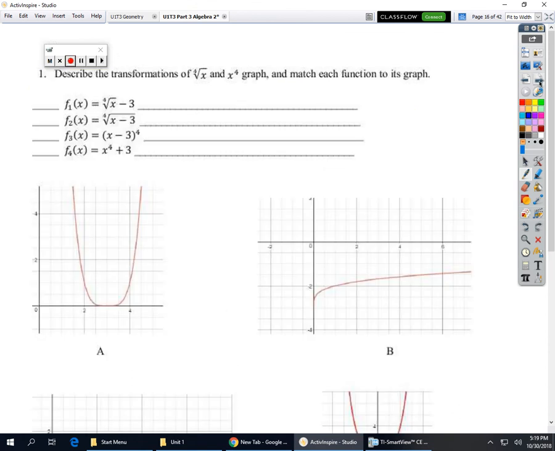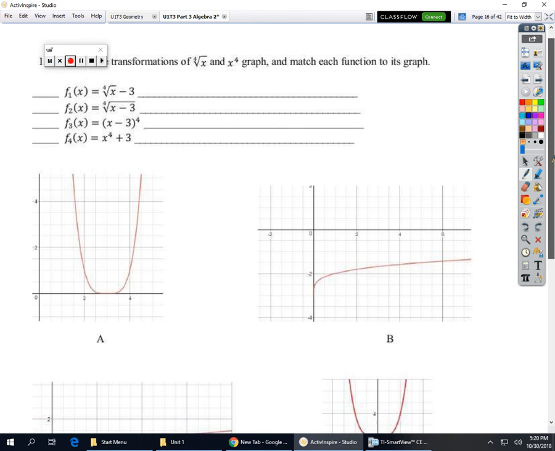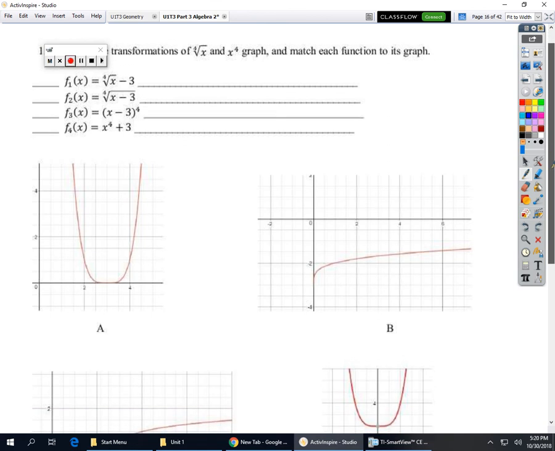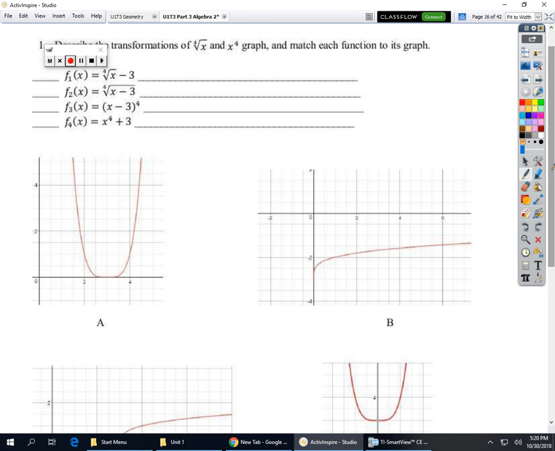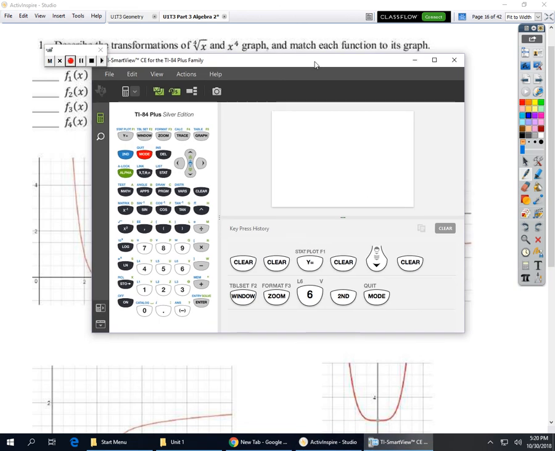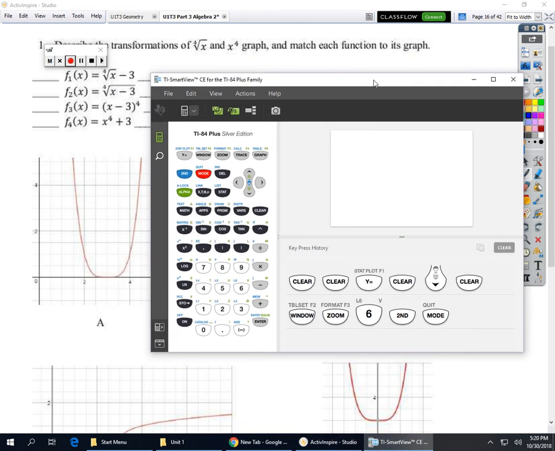Okay, so starting with the first one, we want to describe the transformations of the fourth root of x and x to the fourth graph, and then match each function to its graph. If you're pretty good with transformations, you don't actually need to use a graphing calculator. You obviously can. So, for example, how would I put in this graph?